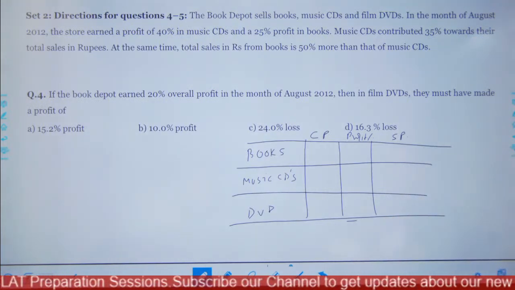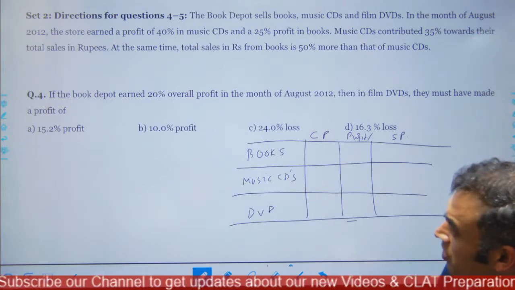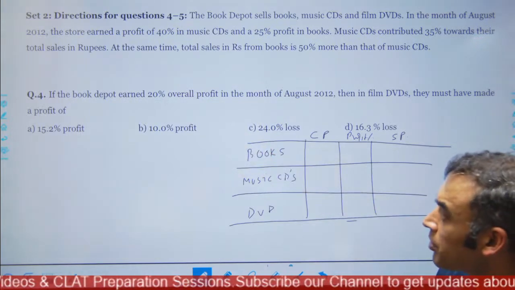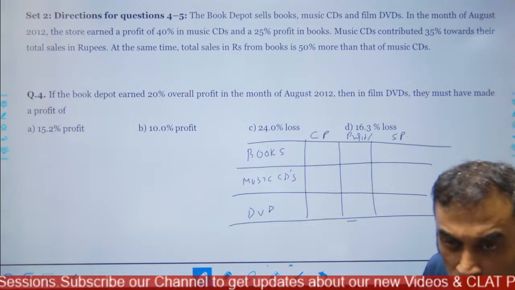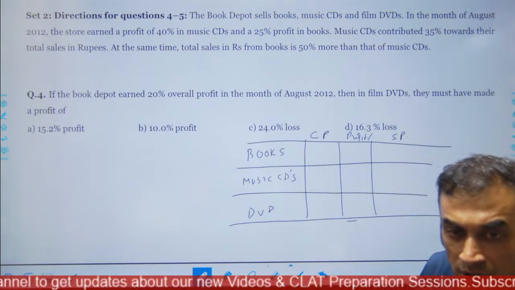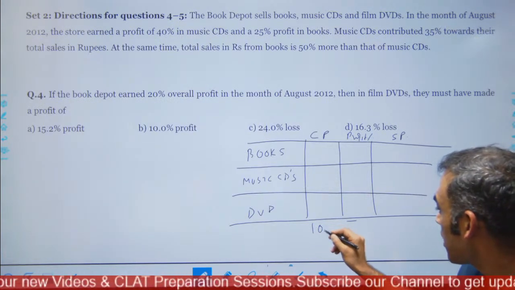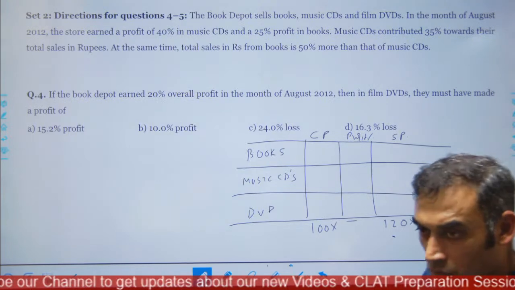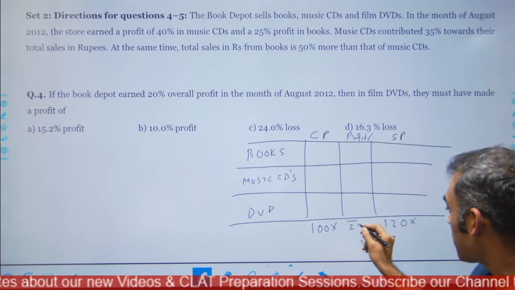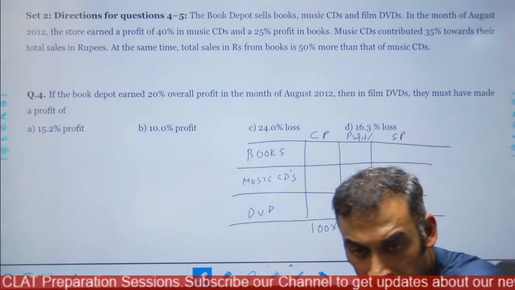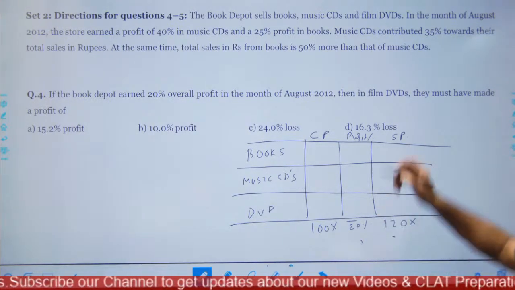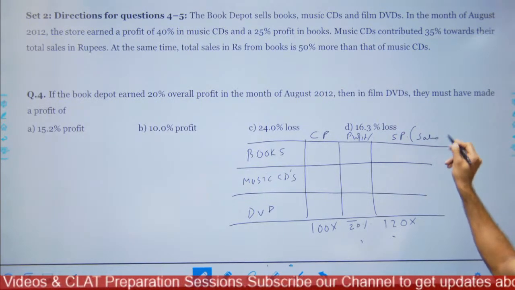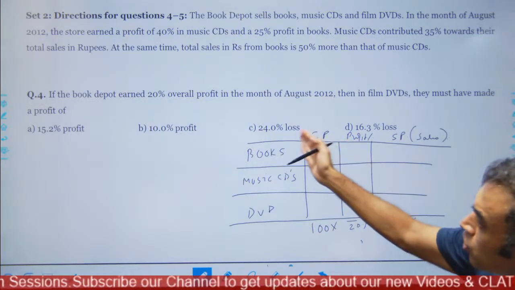Let's look at the breakup here. Is there any clear-cut information that they're given? Yes, in question number 4, they have given that the book depot earned 20% overall profit. So let's make an assumption here, and it's best to play with number 100. Let us assume that cost price is 100x. Therefore, my selling price here will become 120x, right? Because overall I've got a 20% profit. Now this gives us a breakup of sales. SP is nothing but my sales. I calculate my profit on the cost, which is CP.